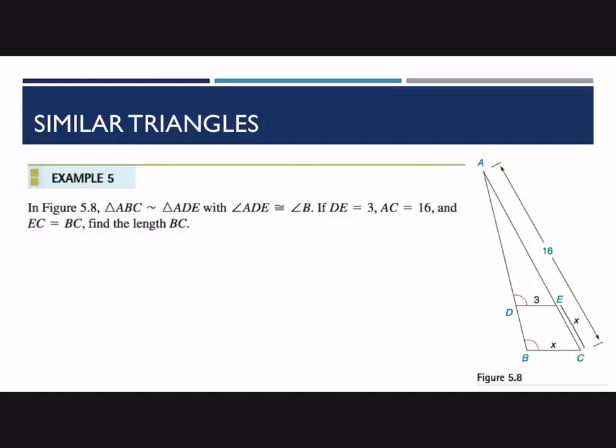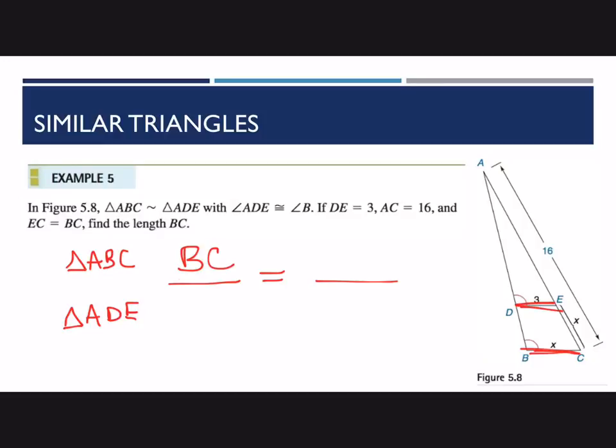Alright, so we want to solve to find the length BC. So what we want to do is set up a proportion that has BC in it. Now BC is a side on the triangle ABC. So I'm going to put my triangle ABC information in the numerators, and then I'm going to put corresponding sides from triangle ADE in the denominator. So BC corresponds to what side on triangle ADE? Well, that would be side DE. So BC would be to 3 as, and then we need another ratio.